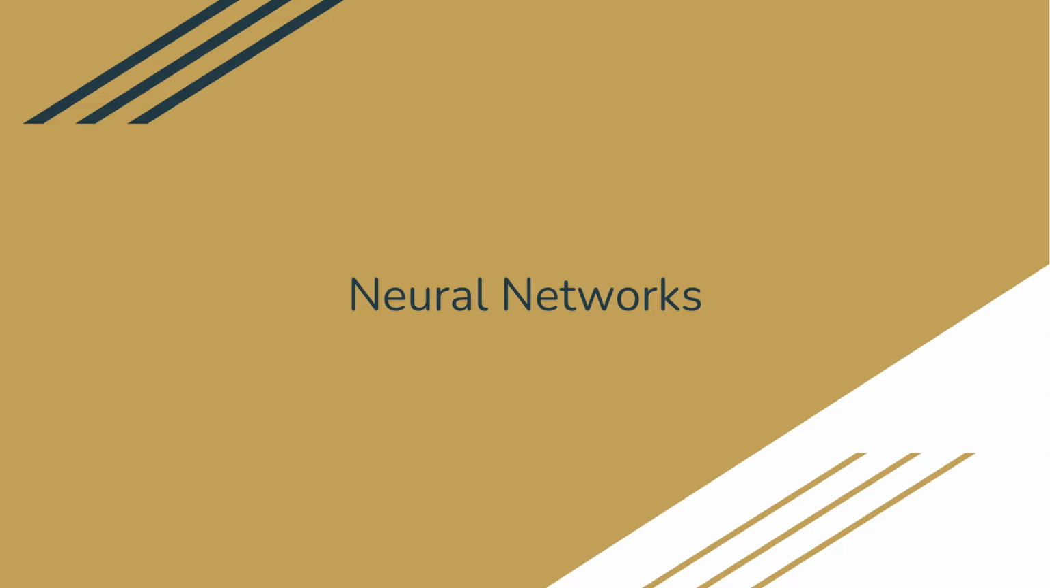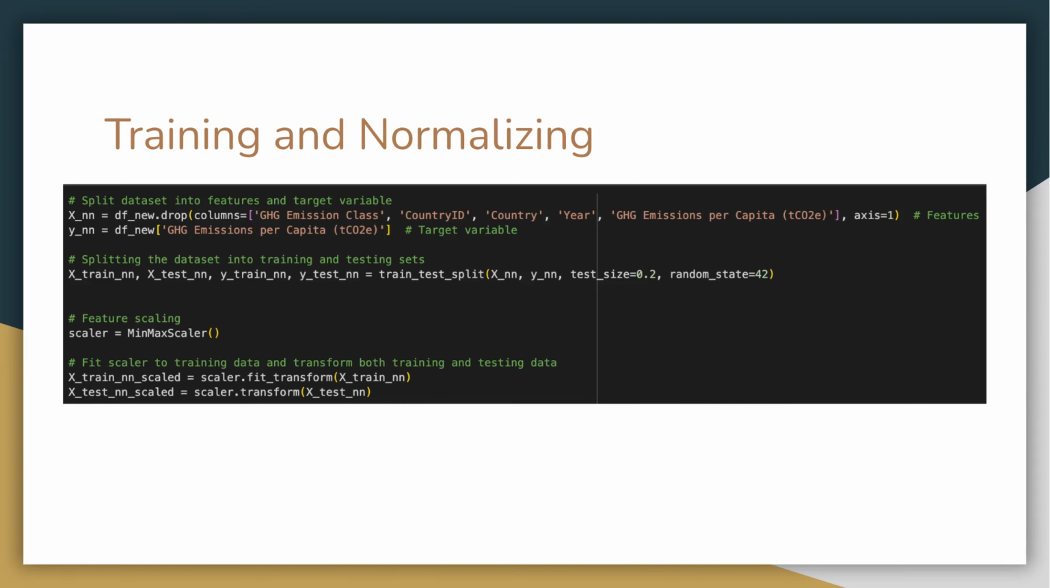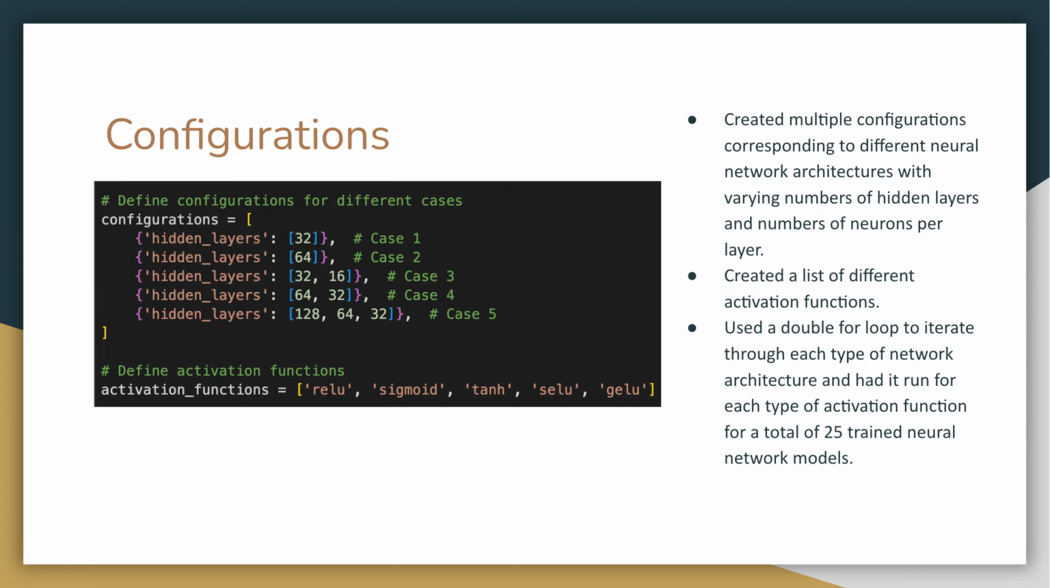The next model that we explored was the neural network. Using the TensorFlow Keras Python API, we created it. The first step was to feature scale and normalize the input variables to a 0 to 1 range, which we did using the min-max scalar method.